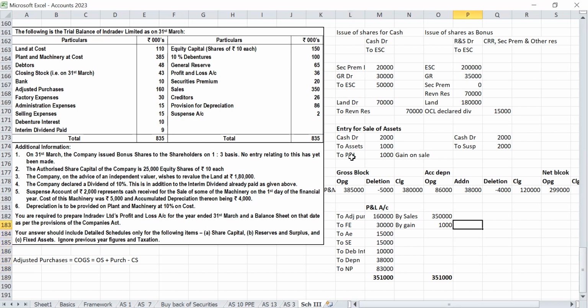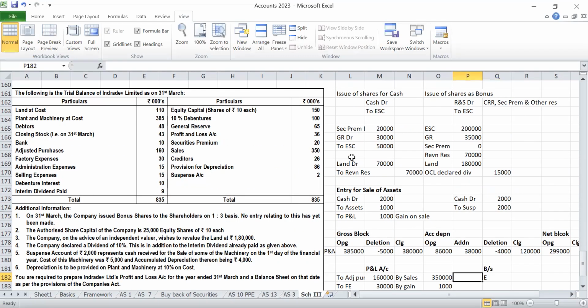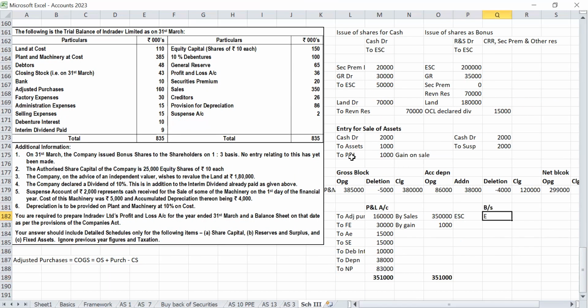If you prepare the balance sheet, equity shares: how much equity share capital? 1 lakh 50 plus 50, 2 lakh. Then general reserve after adjustment 35,000. Securities premium closed. Revaluation reserve 70,000. That also we should write here.